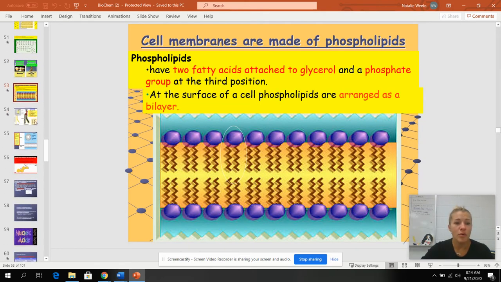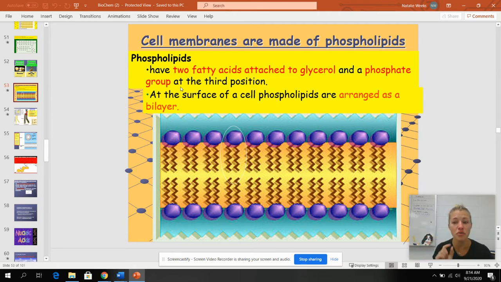Possibly one of the most important things when we talk about fats is the fact that our cell membranes are made completely of phospholipids. So these phospholipids have just two fatty acids. Our triglycerides have three, make that trident. Here we have just two, and it attaches to a glycerol with a phosphate group at the head. We're going to show you a more detailed picture of that.